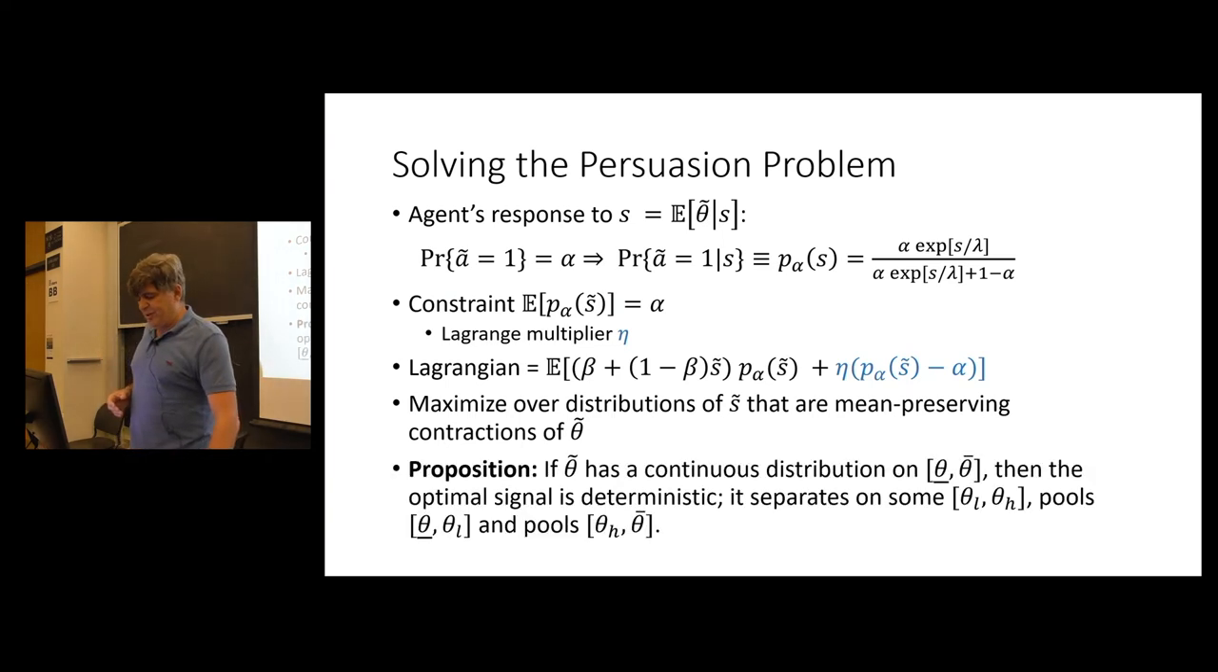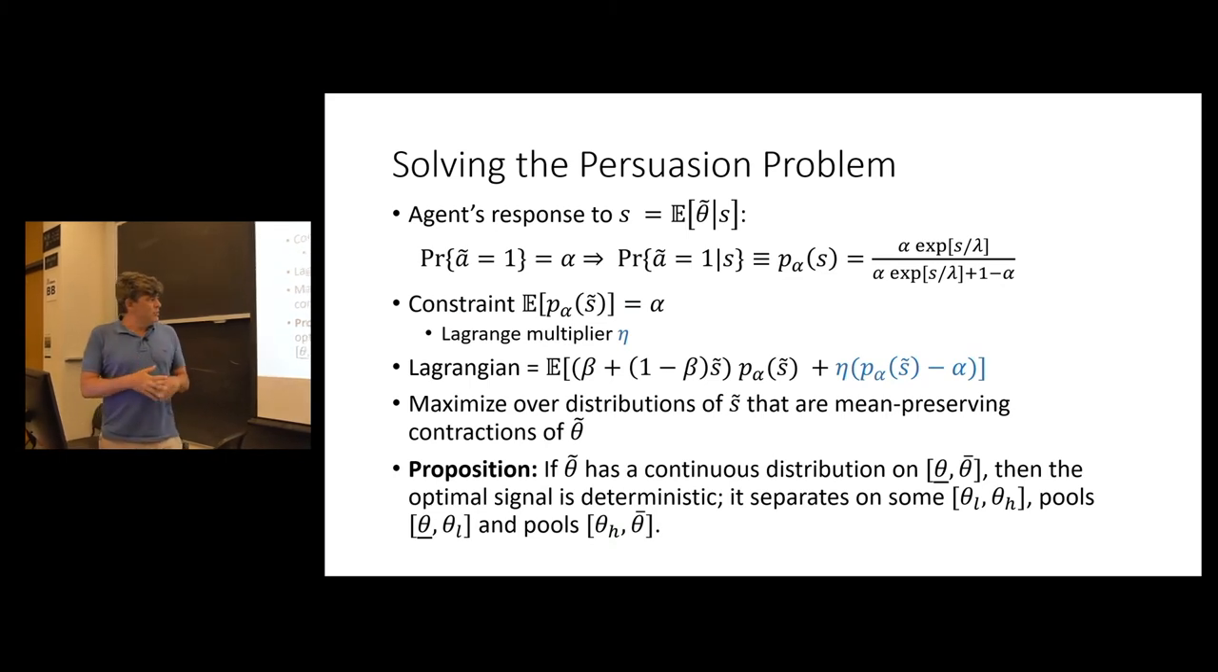So this problem actually is pretty well understood at this point, and we use the existing literature to characterize the solution. The solution will actually have three intervals. Assuming that the state itself is continuously distributed, you actually don't need to randomize. It's a partitional thing. Really what you do is in the middle interval, you're going to fully reveal information separately, and at the top and the bottom, you're going to have two pools of information.